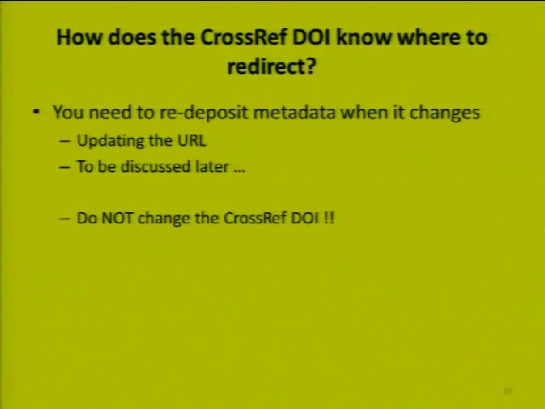Really importantly, and I think we'll be saying this several times today, do not change the DOI. Never give the same article another DOI. One article, one DOI, always. Never assign a different DOI, because once you assign a different DOI, the people that are already linking to your old DOI will have exactly the same problem as if they linked to a URL. So really important: one article, one DOI.